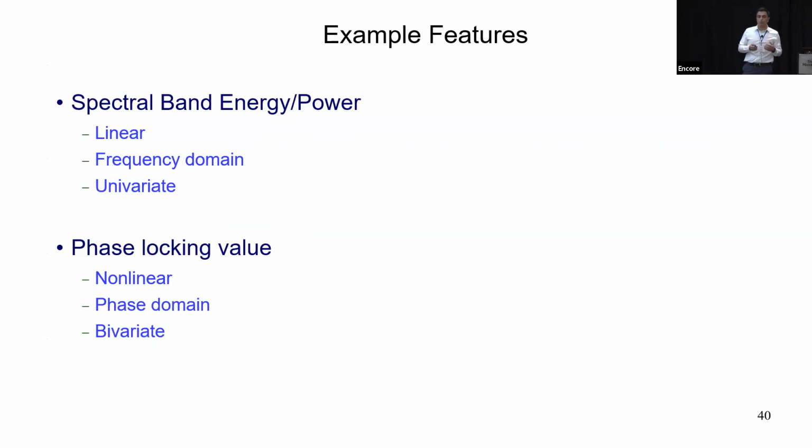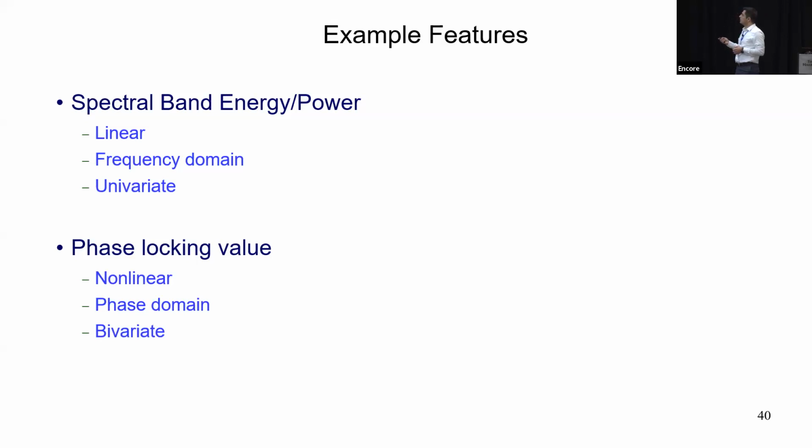I'm going to talk about two of the more popular features that people have tried to extract. The first one is spectral band energy, which is a linear frequency domain univariate feature. The other one is the phase locking value, which is a nonlinear phase domain bivariate feature.